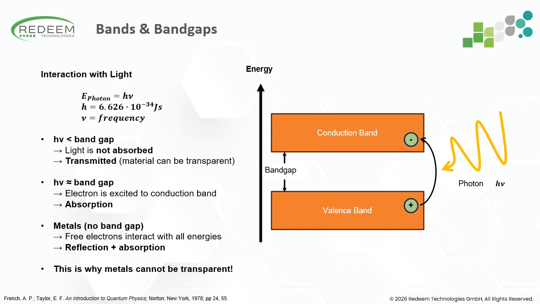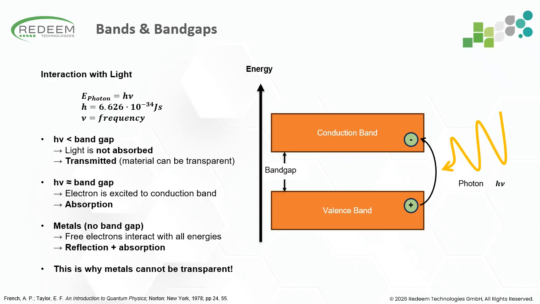So now that we know what a band gap is, the next question is, when does light actually create charge carriers? The answer depends on the energy of the incoming photon, which is given by E = hν, with h the Planck constant and ν the frequency. So if the photon energy is smaller than the band gap, the electron cannot reach the conduction band, and the light is therefore not absorbed but simply passes through the material.